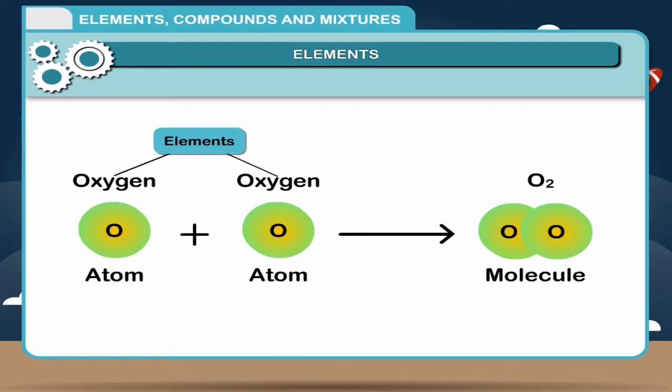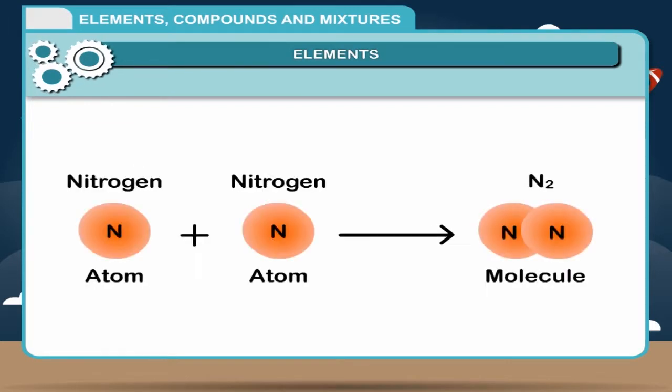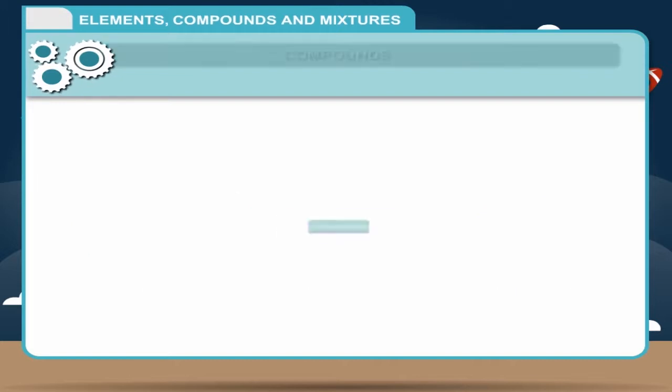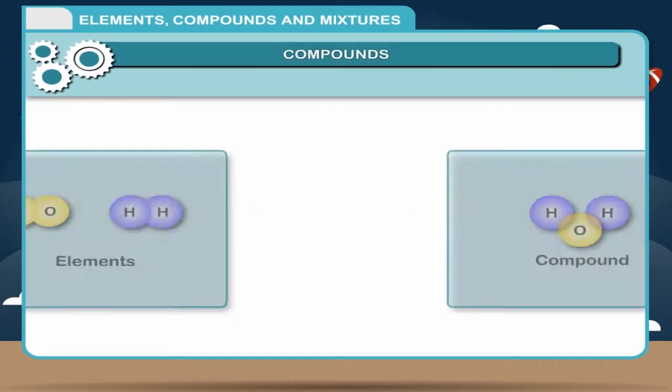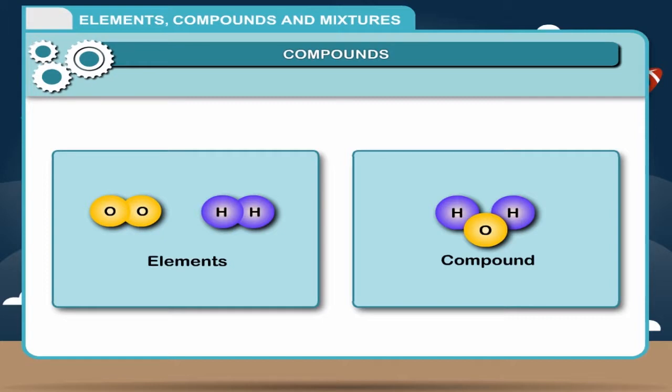All elements are made up of atoms. Atoms of an element are similar to each other, while atoms of different elements differ from each other. Compounds. Elements combine differently to form compounds. The combination of elements occurs in a fixed ratio. Thus, a compound can be defined as a molecule which contains two or more elements chemically combined together in a fixed ratio.